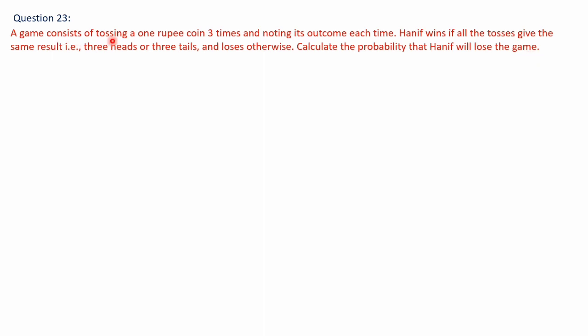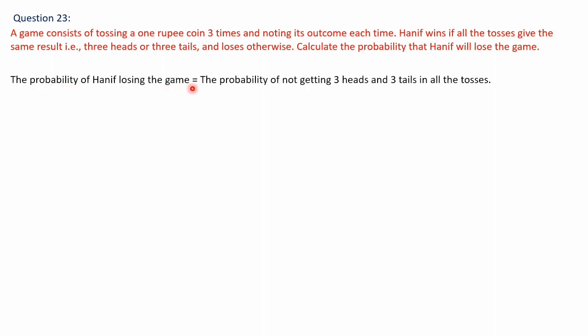So he is tossing a coin 3 times. Means when you toss a coin one time, you may get either head or tail. Here he is tossing 3 times. So he is considered as a winner if he gets 3 tails or 3 heads. If something else comes, like a mix of 2 heads and 1 tail, then we can say that he will lose the game. So here we have to find out the probability that Hanif will lose the game. Losing means not getting 3 heads or 3 tails in all the 3 tosses. In all the 3 tosses he should get different things.